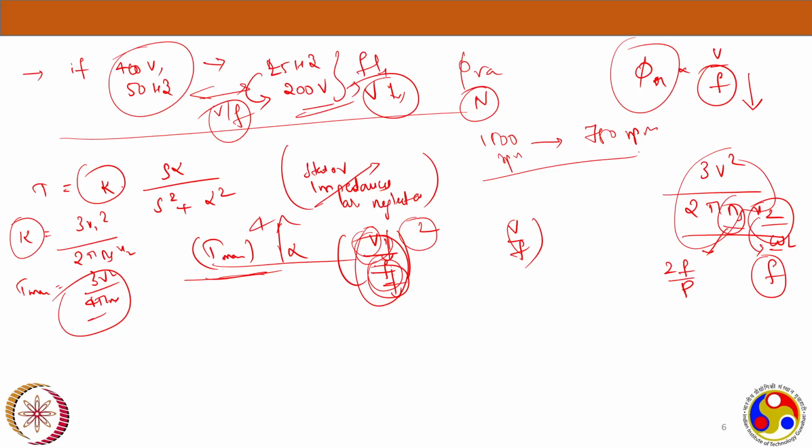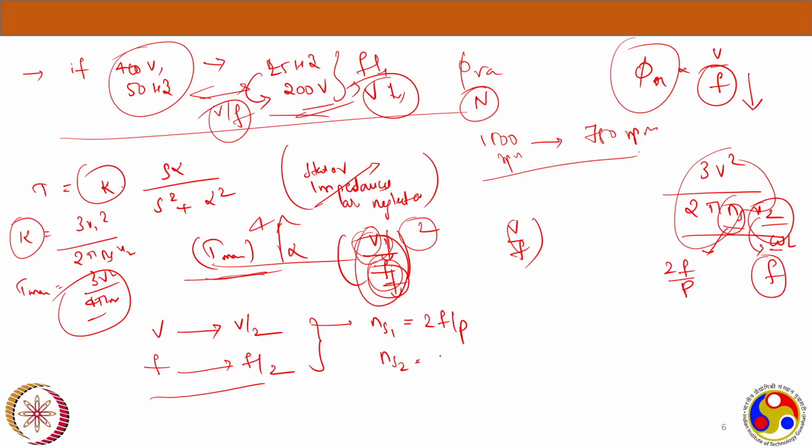This will make you understand that when we draw the torque speed curve, your maximum torque would remain the same for different voltages and frequencies. For this condition we will see the top condition. Now voltage has gone to V by 2 and frequency has gone to F by 2. For these two voltages, what is the speed? For ns1 you will have 2f by p, and for ns2 you will have 2 into f by 2 by p, which is f by p. So ns2 is exactly half of it.